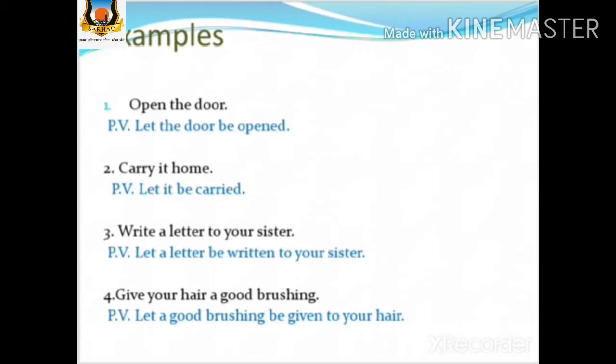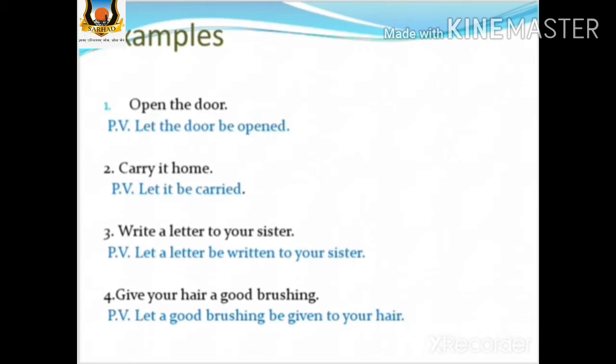And what is our formula? Let plus object plus be plus past participle. So look at the answer. Let, what is our object? The door. Let the door, then be, and then the past participle of the verb. Open is the verb in this sentence, so what is the V3 of open? Open, opened, opened. So open the door is converted into passive voice like this: let the door be opened.